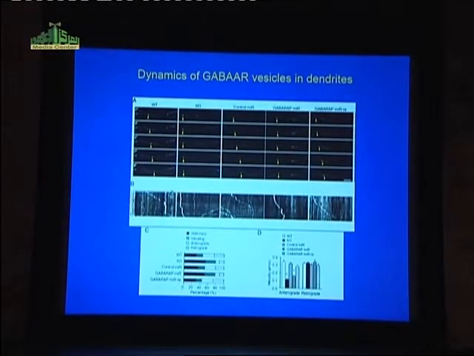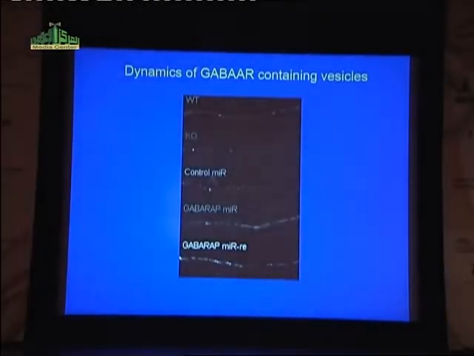Okay, and we analyzed the dynamics of transport of GABA receptors in wild type and knockout. And we found there are four types of movement: stationary, vibrating, anterograde transport, and retrograde transport. Especially in knockout, anterograde transport is affected. I'll show you the video here. Please pay attention to the wild type compared with knockout.